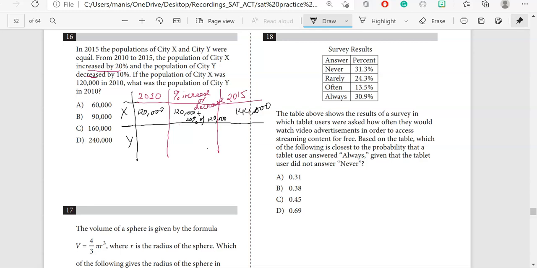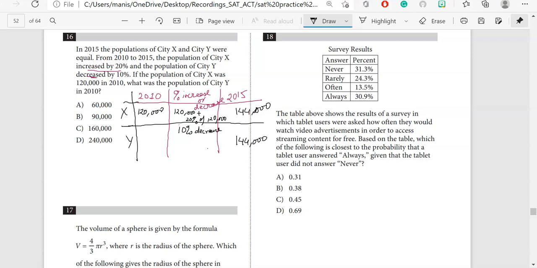Okay, now what happens to Y over here? The question says both of their populations are equal in 2015. Now in this case, what is happening is it is decreasing. How much is it decreasing? 10% decrease.